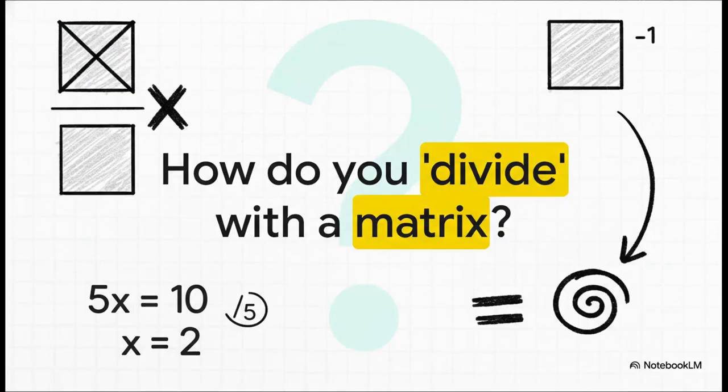So let's start with a really basic question. In regular math, if you've got something like 5x equals 10, you just divide by 5 and you're done. Easy. But how in the world do you do that with matrices? You can't just stick one matrix on top of another. Well, this is the exact problem the matrix inverse was created to solve. It's basically the matrix way of doing division.